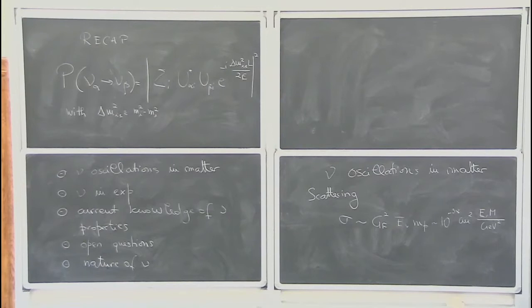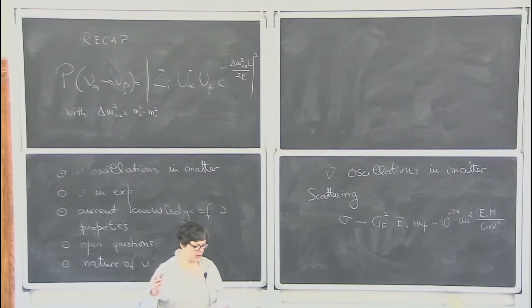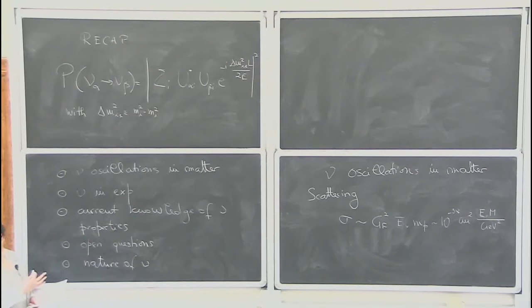So this is a weak cross-section, so it's really very, very small. If I take a GeV neutrino, for instance, and an Earth density, which is roughly a few grams per centimeter cubed, then your mean free path is 10 to the 14 meters. So there's no way you stop these neutrinos. However, the neutrinos can still feel the background, not through incoherent scattering, but through forward elastic scattering.